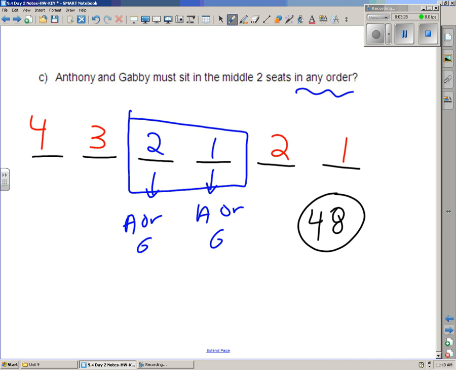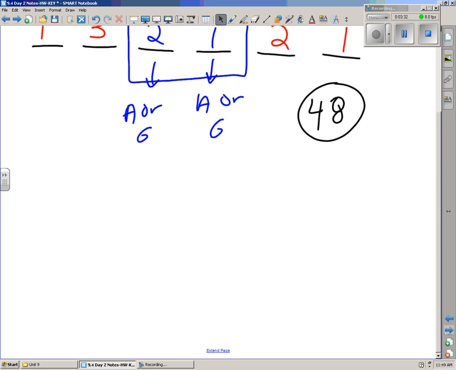Let me show you another way to do this. It maybe makes more sense. I don't know. Maybe it does. Maybe it doesn't. We could say 1, 2, 3, 4, 5, 6, or 1, 2, 3, 4, 5, 6. In other words, this would have to be Anthony. This would have to be Gabby. Let me put that on the bottom.